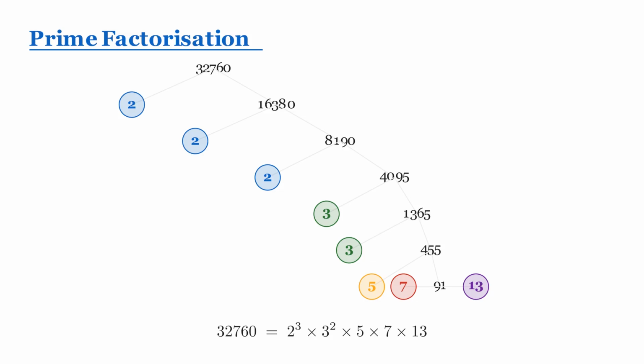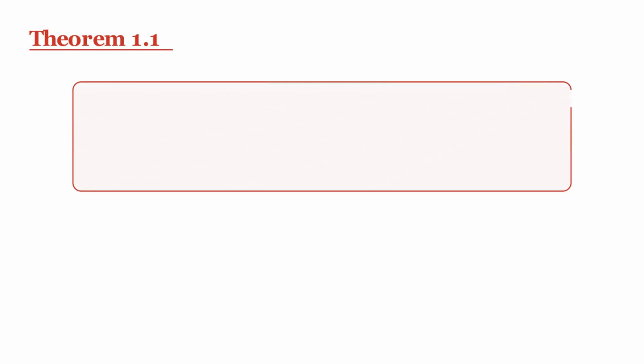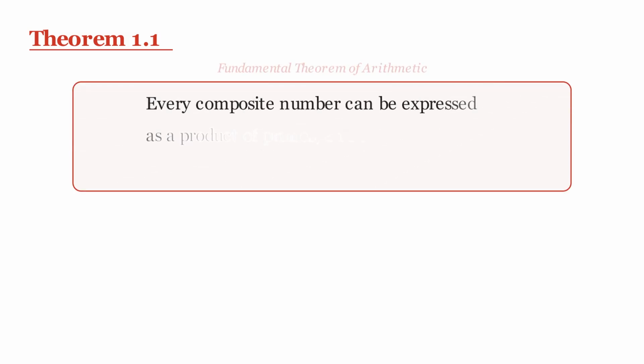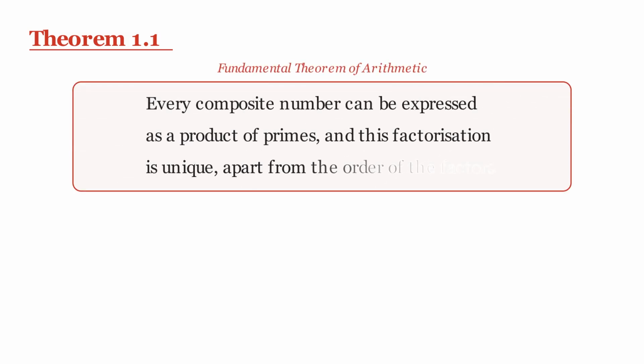Every step in the tree was forced. No choice was ever available. This is why the factorization is unique. This observation leads us to the fundamental theorem of arithmetic. Every composite number can be expressed as a product of primes, and this factorization is unique, apart from the order of the factors. This is called the fundamental theorem of arithmetic because of its basic and crucial importance to the study of integers.